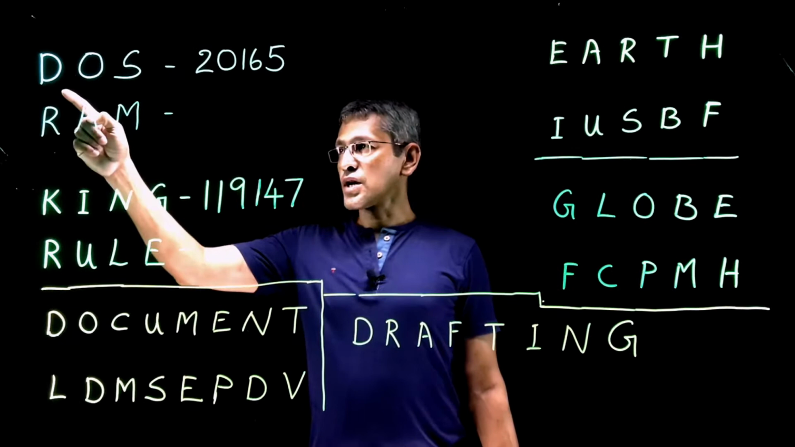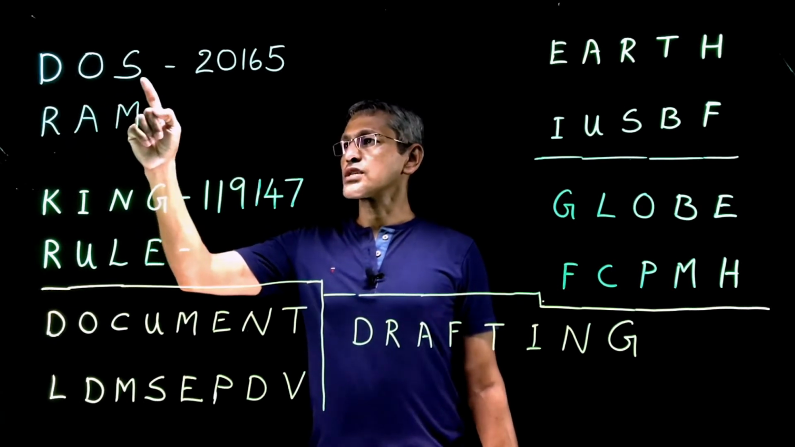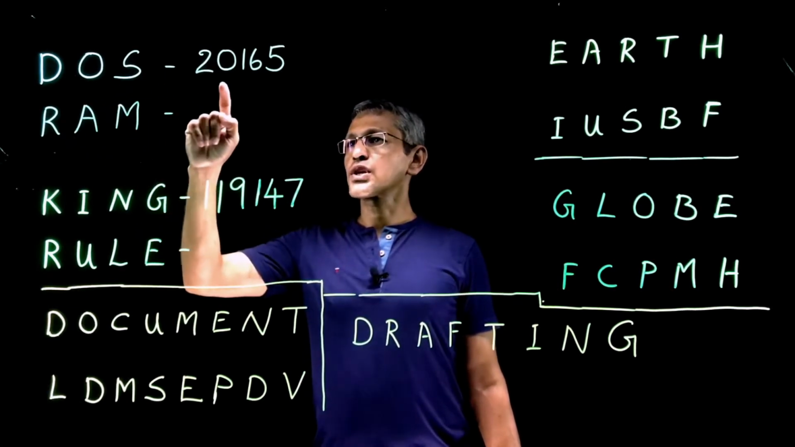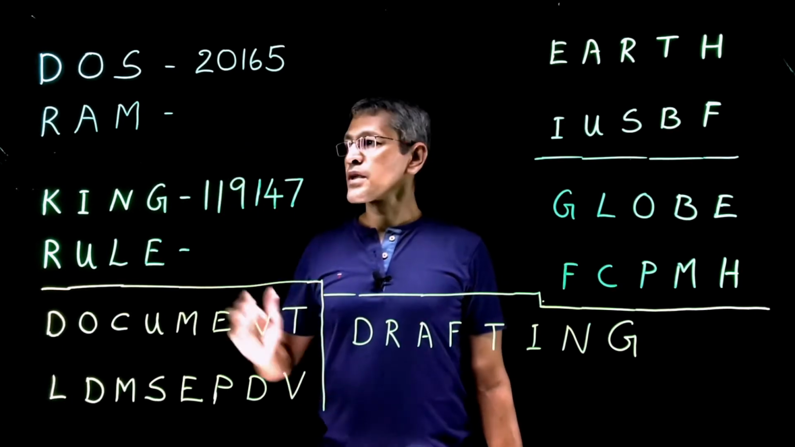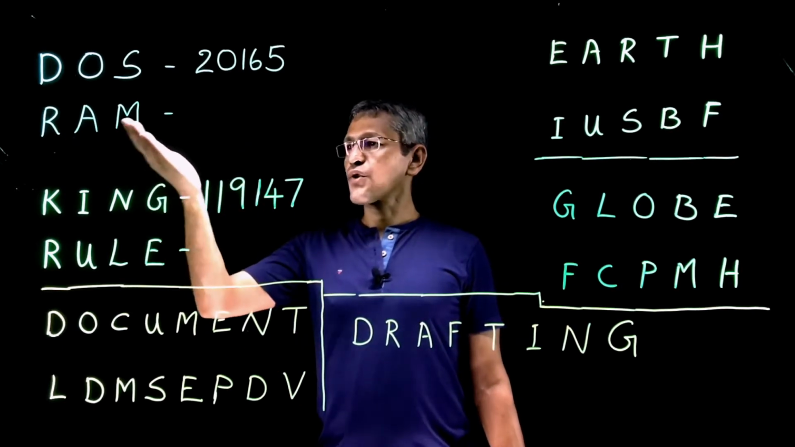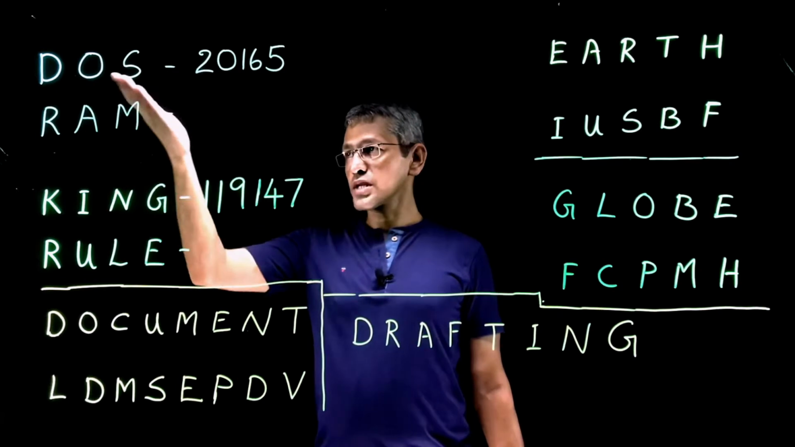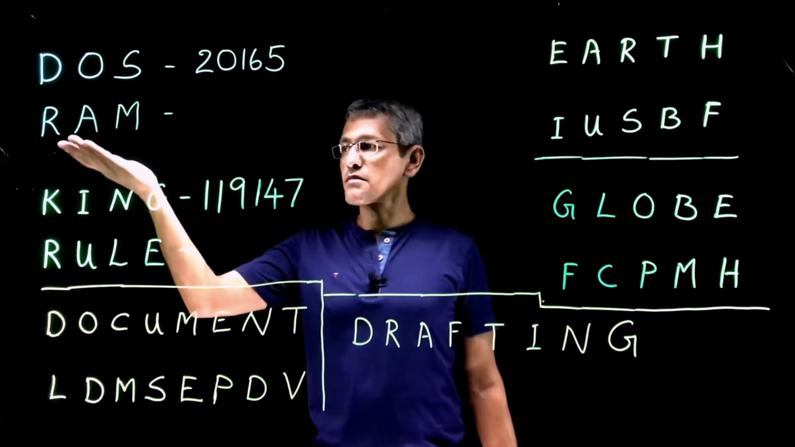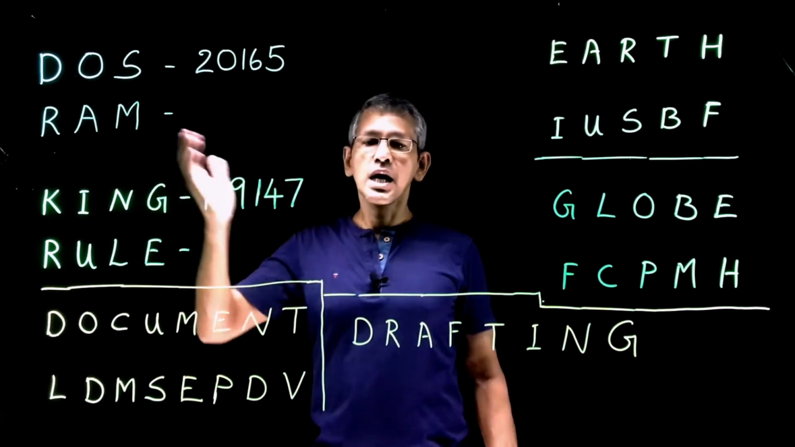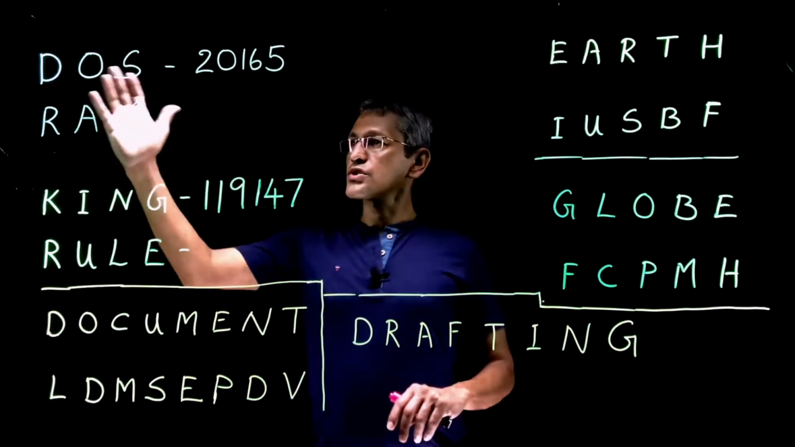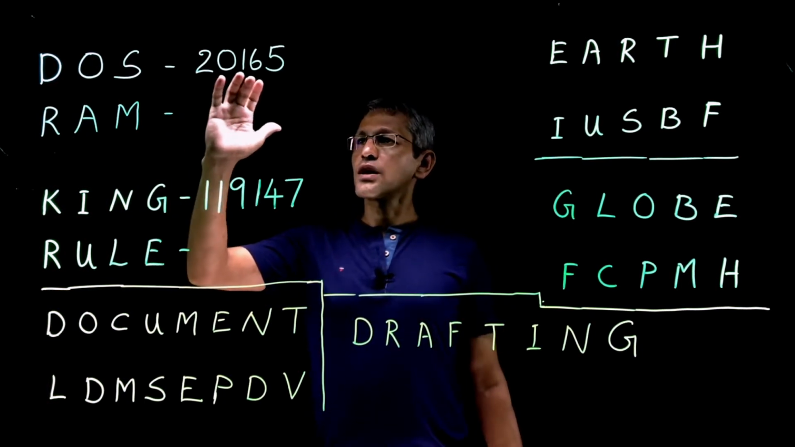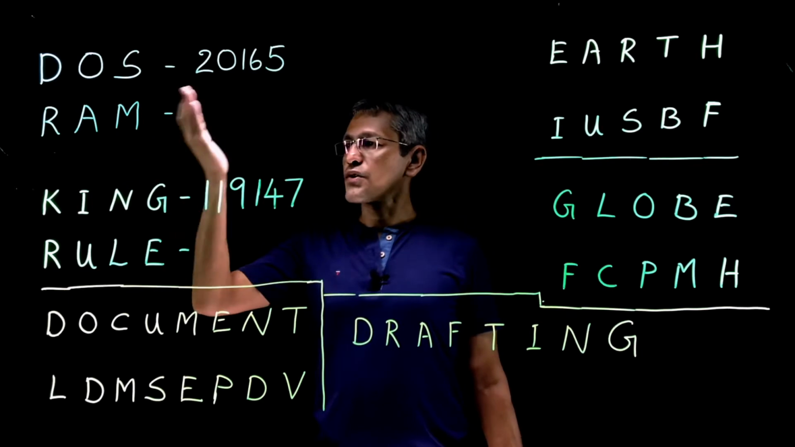The first one, DOSE. DOSE is coded as 20165. Then if that is the case, what's the code for RAM? Well, DOS could be like disk operating system, and this is random access memory. Doesn't matter, whatever it is. DOS is called as 20165, and then what is the code for RAM?